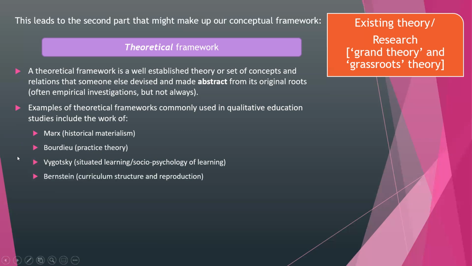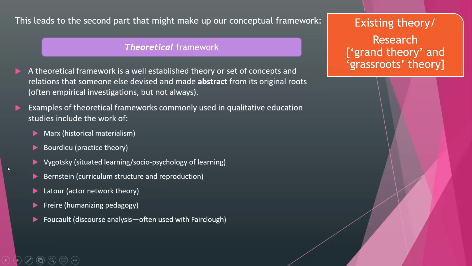Basil Bernstein, also an education sociologist from 1960s, 1970s UK, was looking at how curriculum structure was related to the reproduction of social class status in English schools, also a theory embedded in originally empirical investigation. Bruno Latour, actor network theory. Paulo Freire from Brazil, humanizing pedagogy. Michel Foucault, discourse analysis, in education often used with Fairclough. Foucault wrote somewhat about schooling, but his primary focus wasn't schooling.